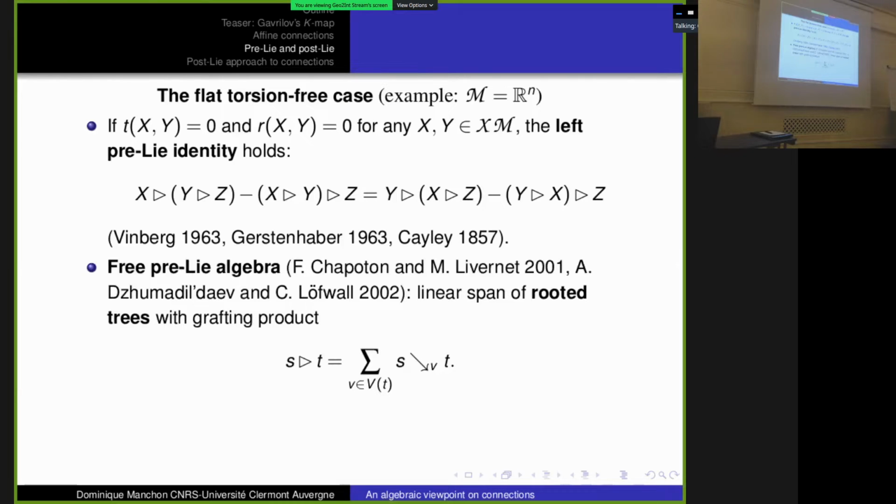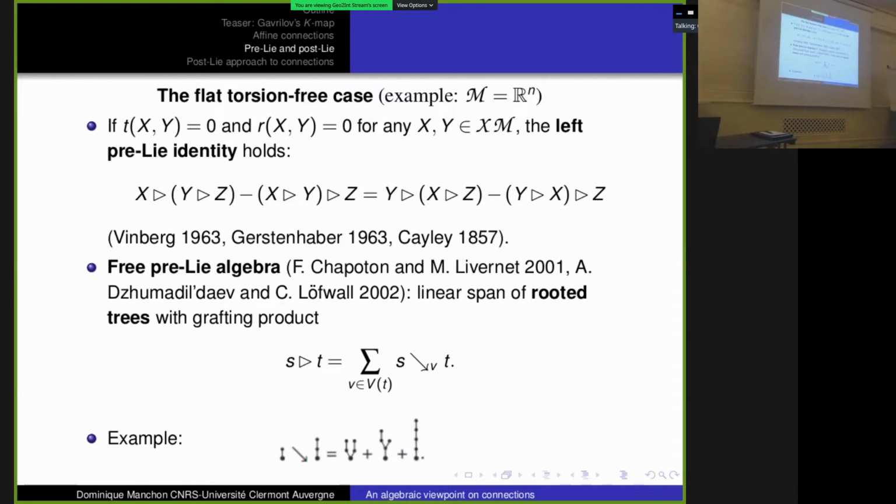Yeah, and the key of the story is the notion of free pre-Lie algebra, and Chapoton and Livernet 20 years ago, and also Dzhumadil'daev and Löfwall proved that the free pre-Lie algebra with one generator is given by rooted trees and grafting. So this is the formula for grafting. That means that you take tree number 1, you graft it on tree number 2 wherever you can, on the root, in the middle, or on the leaf here, and you sum up.